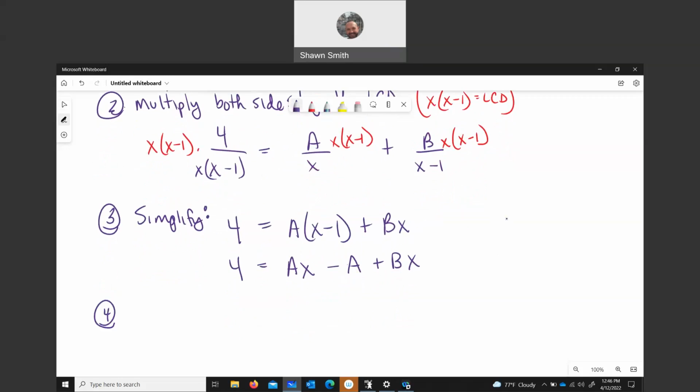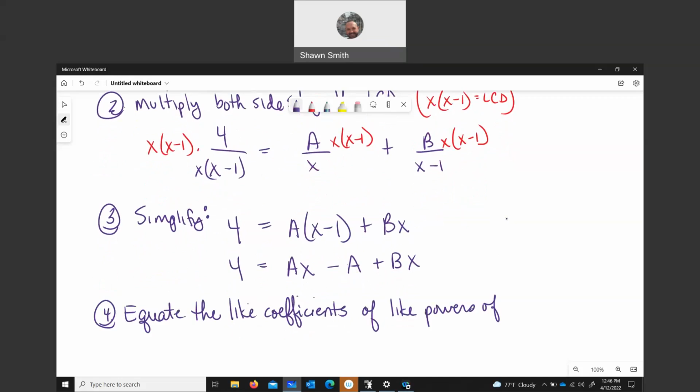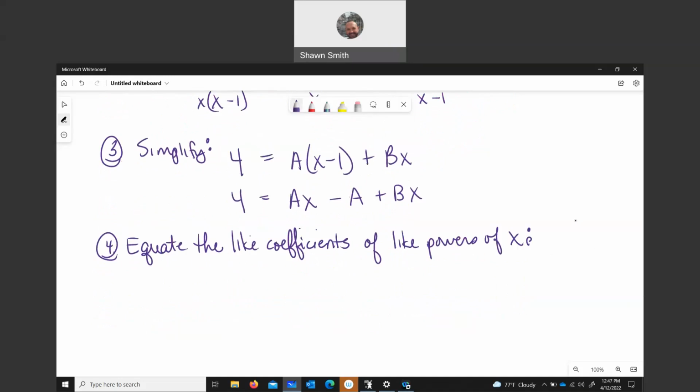All right, step 4. We're going to equate the like coefficients of like powers of x. So all the x to the first powers on the left have to total the x to the first powers on the right. The x squares, same, equals the total of the x squares on the right. So we're going to start off with the highest power that we see in there, which is x to the first power, right? So left side and right side.